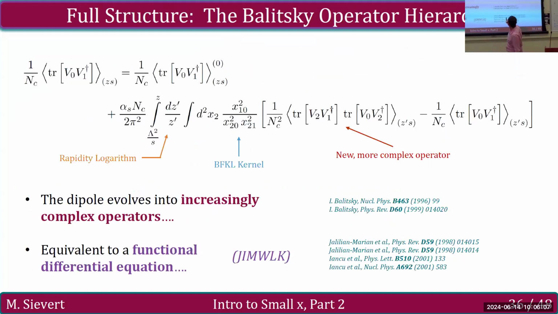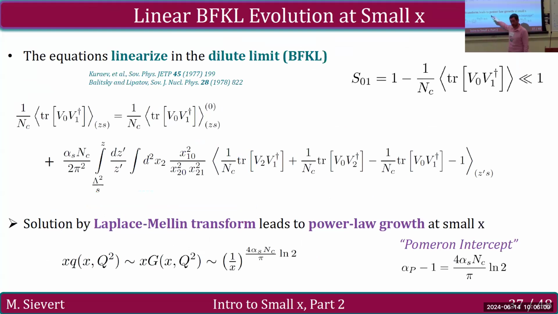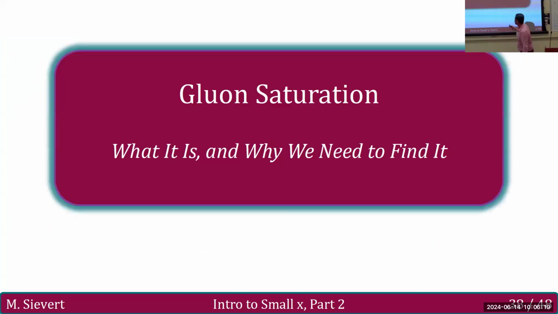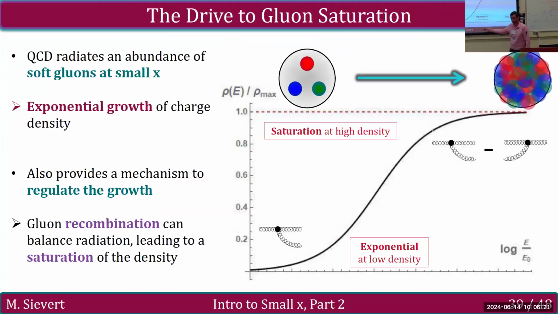So when I expand in a dilute limit, I basically either see one scattering or the other scattering, but never both at the same time. That's what the dilute limit gives me. And in that limit, my equation describes exponential growth of gluons as a function of rapidity.